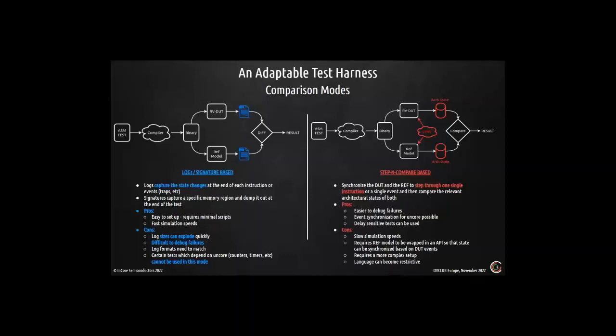Delay-sensitive tests, for example, interrupts, can also be used to make sure that the reference model is in sync, as any uncore event happening on the DUT side is communicated to the reference model through a synchronization routine. The cons are definitely slow simulation speeds. Now, there's a DUT, there's a reference model, there's a synchronization happening. All of this obviously is now going to consume a lot more time. The reference model will definitely have to be wrapped in an API, will have to be massaged so that it can be dynamically changed, its states can be updated, its states can be read.